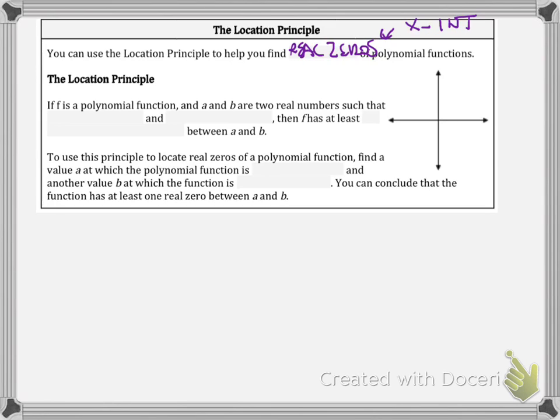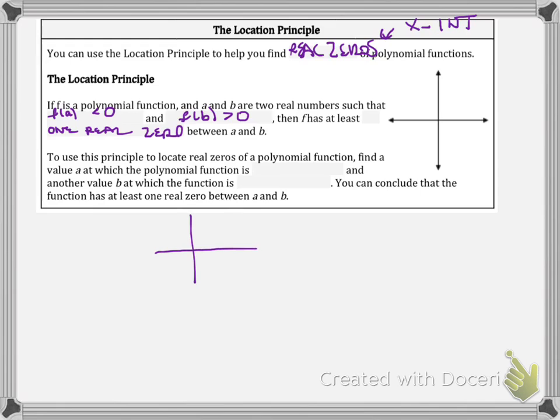The location principle says if f is a polynomial function, and a and b are two real numbers such that f of a is less than 0 and f of b is greater than 0, then f has at least one real zero between a and b. So f of a is less than 0, basically, that's just saying when it is negative.